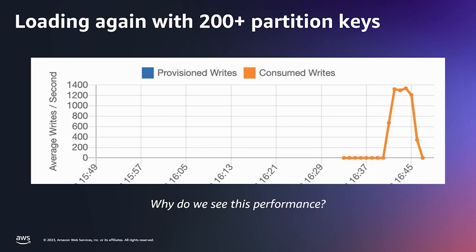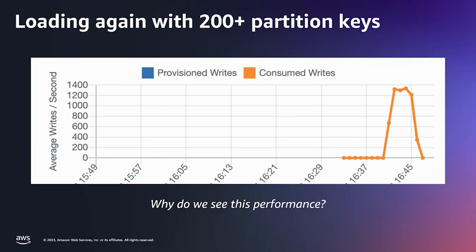I have 200 partition keys. Why am I limited to like 1300? I've stumped the audience. Some partitions have more data. Dunko says because they were ordered. Martin says hot partition. Yes, Dunko and Martin together have the answer.